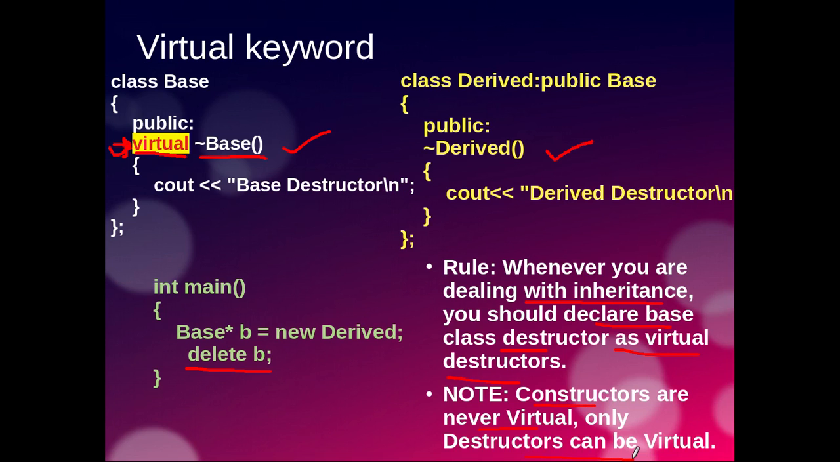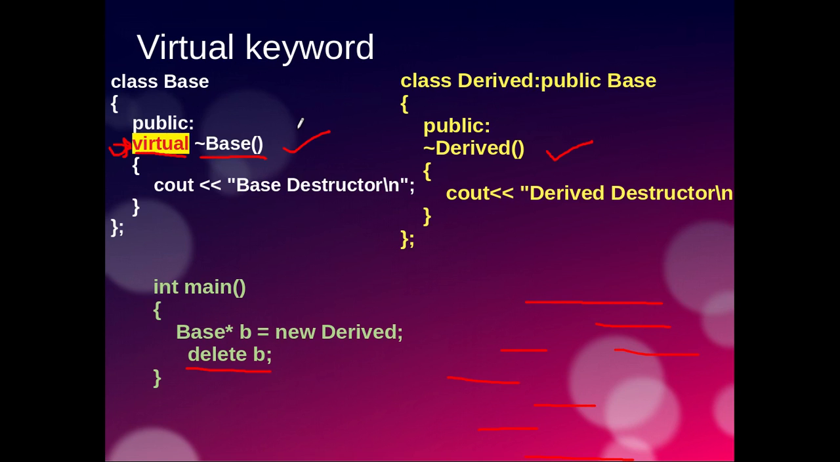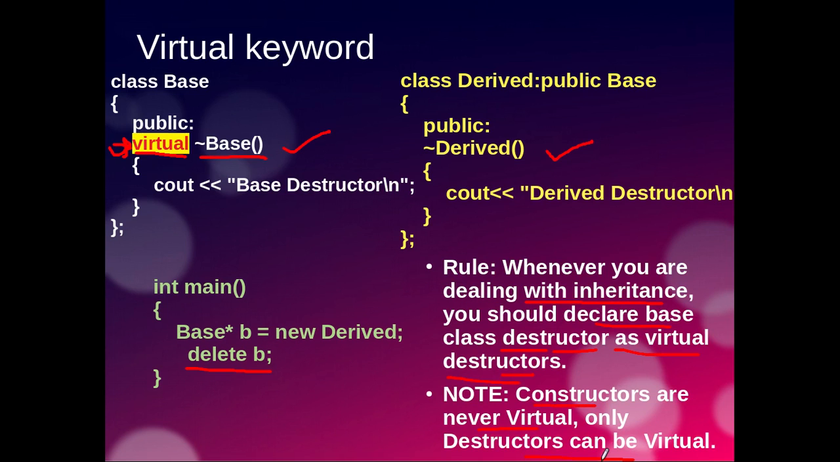So we learned two rules. The first rule is that the method to be called depends upon the data type of the variable, and the second rule is that whenever you are dealing with inheritance, you should declare the base class destructor as a virtual destructor. The third point to be noted is that constructors are never virtual, only a destructor can be virtual. I hope it is clear what the virtual keyword is and what effect it has on the destructor, what a virtual destructor is and where it is implemented. The concept is valid only in the case of inheritance.